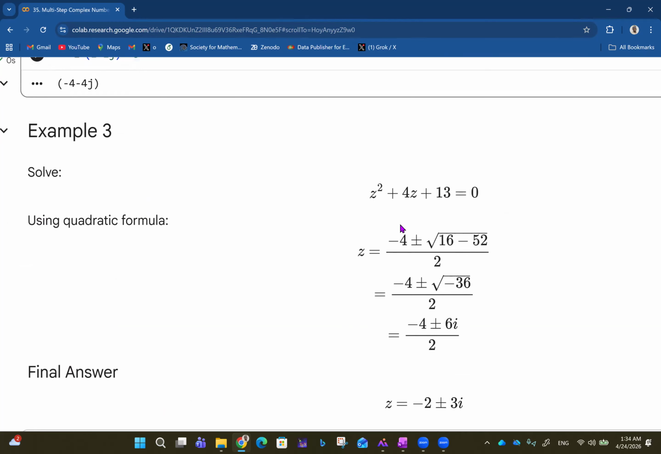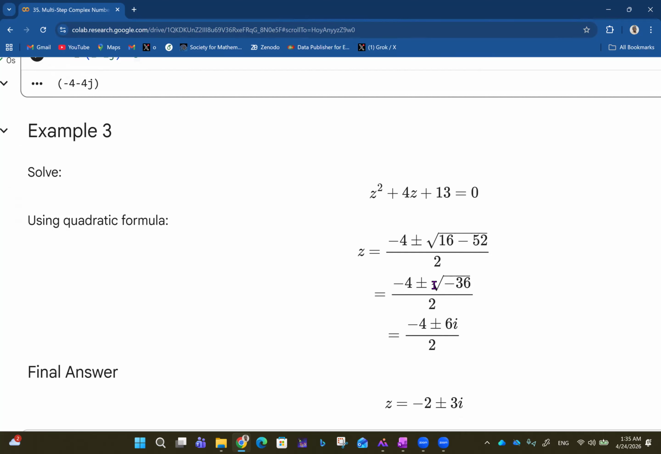So z is minus b. Here a is the coefficient of z squared, as 1. The coefficient of z is b, that's 4. And then c is 13. So you have z equals minus b plus or minus square root of b squared minus 4ac all over 2a. So that's minus 4 plus or minus 4 squared, that's 16, minus 4 times 1 times 13, that's 52, all over 2 times 1, that's 2 here.